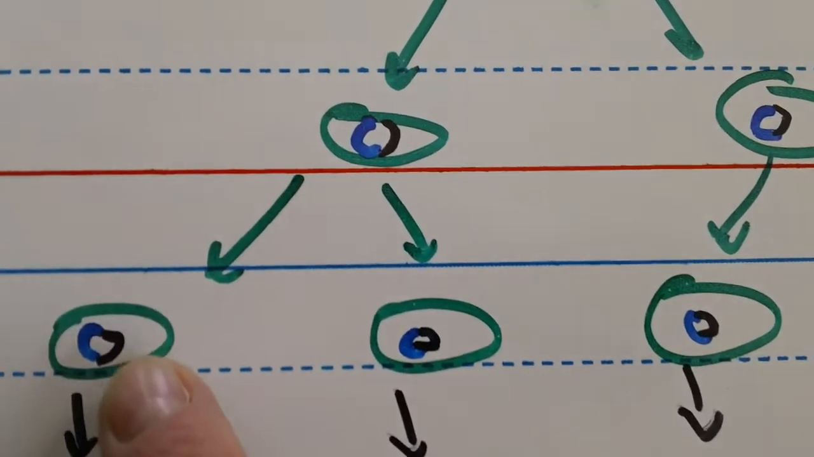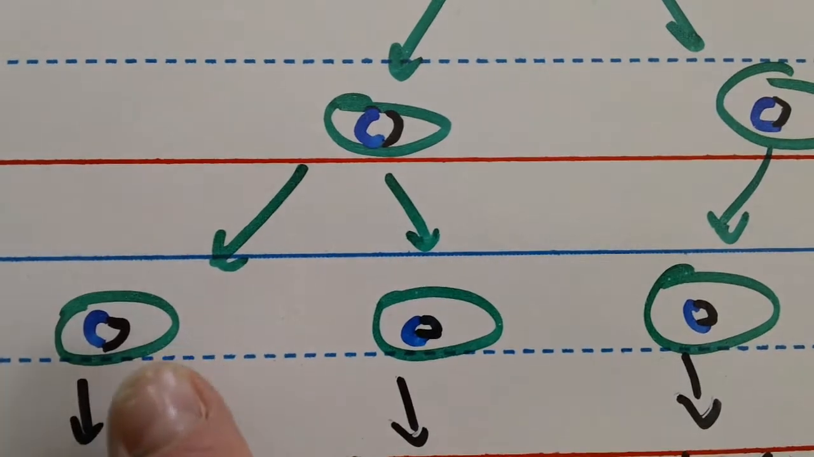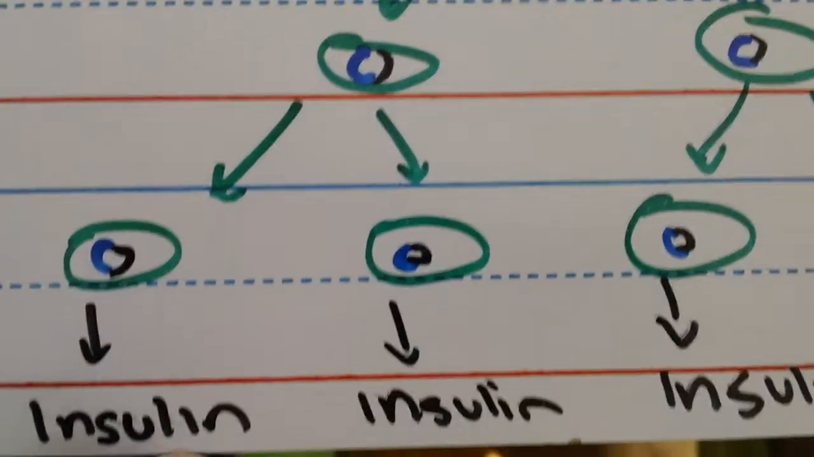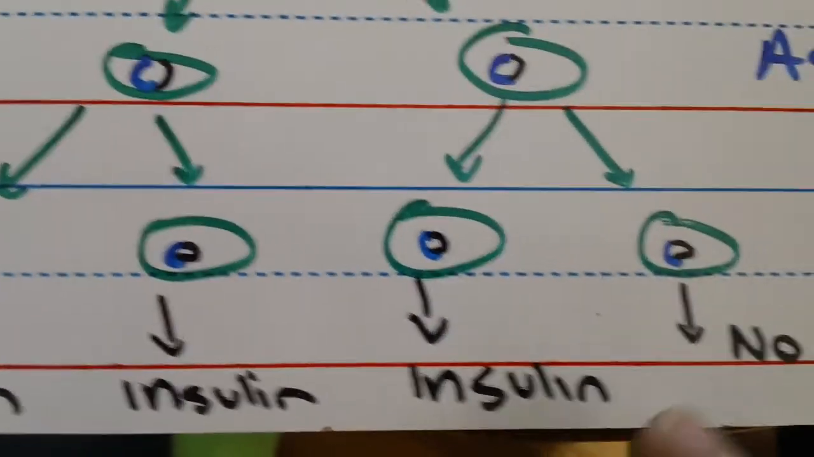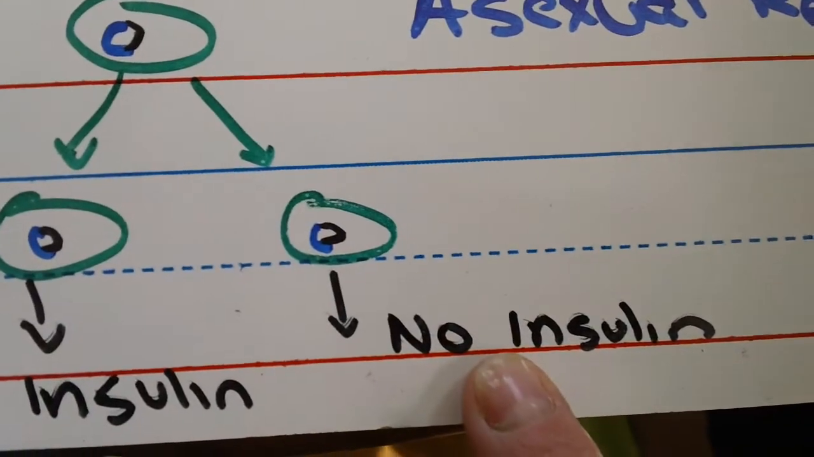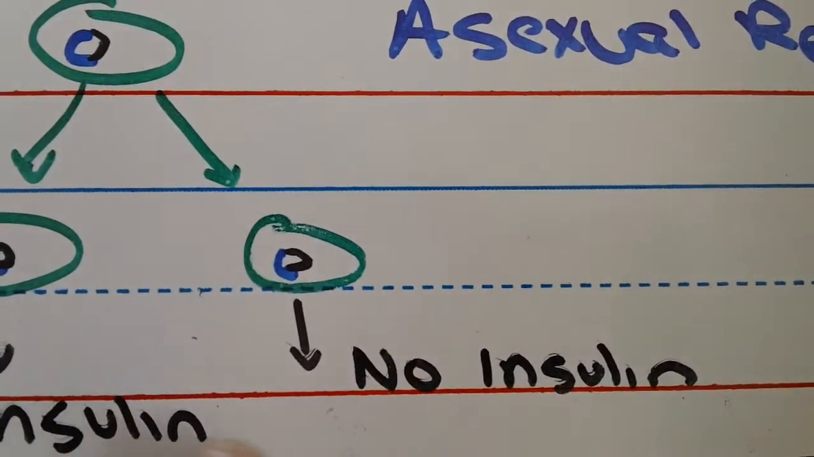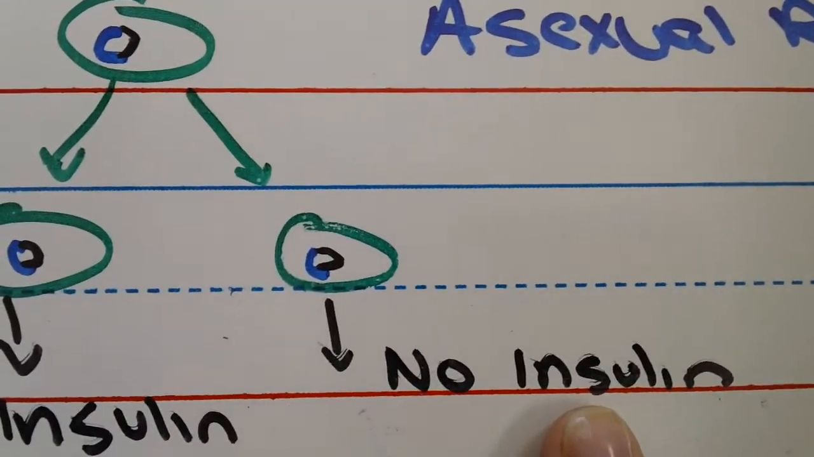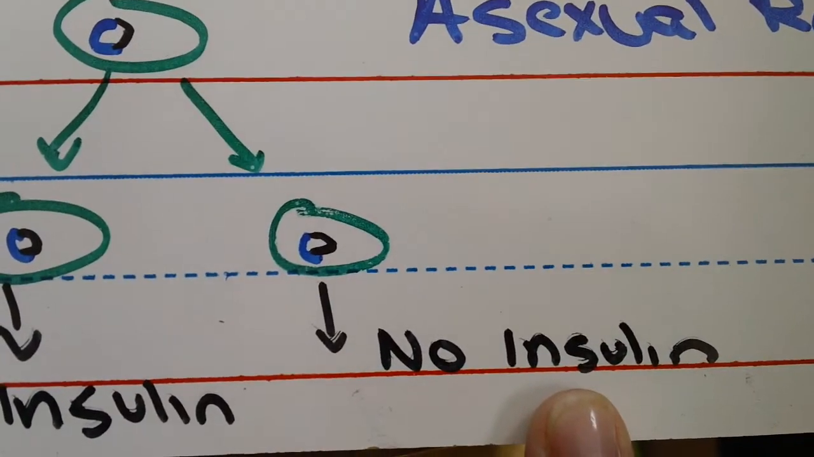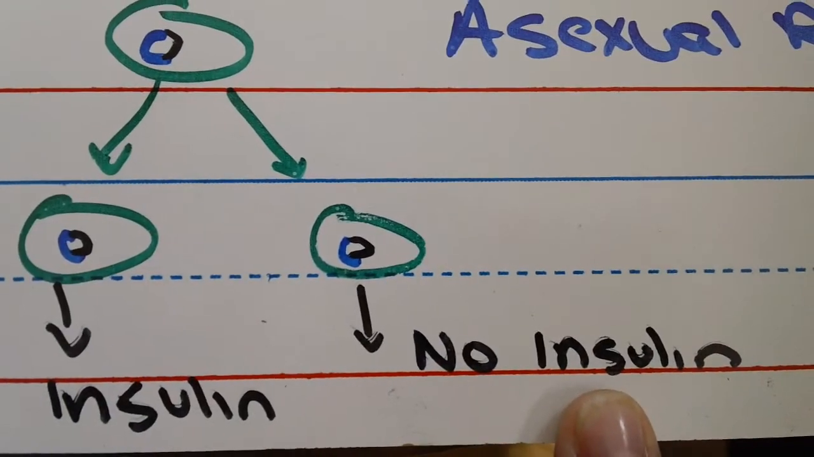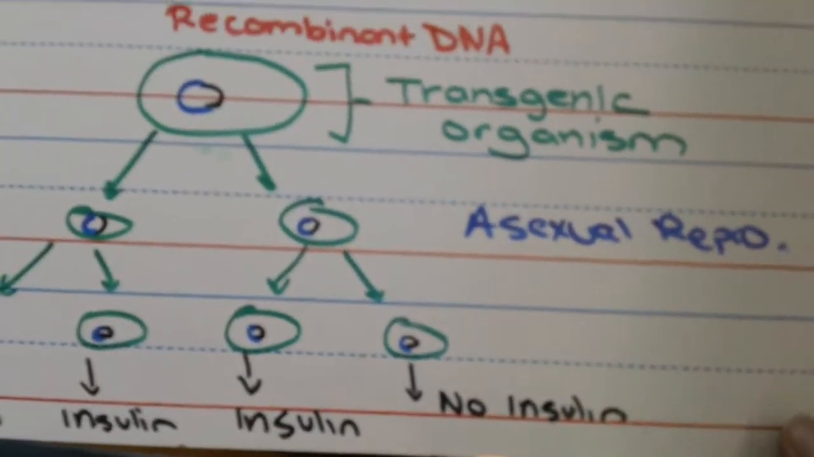So this cell has the ingredients, the instructions to make insulin. However, the environment has to tell it to do that. So this cell makes insulin. This cell makes insulin. This cell makes insulin, but if you notice here, this cell didn't make insulin. It has the instructions, but the environment says, no, turn off that gene and don't make it. So this is where gene expression plays a role. Even though the gene is there, the gene must be expressed in order for proteins to be produced, and gene expression doesn't always happen.